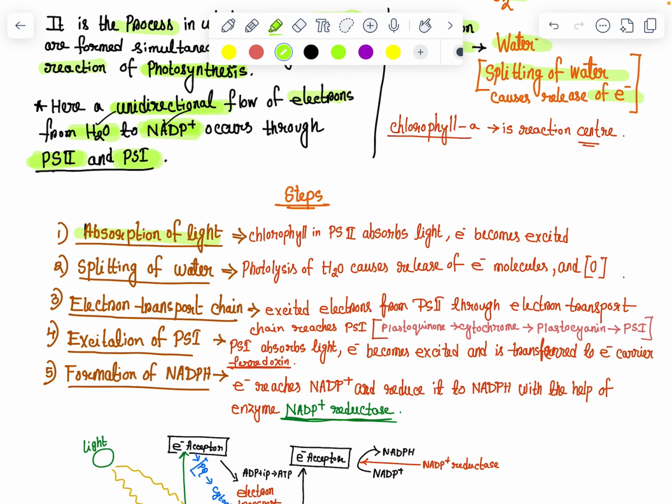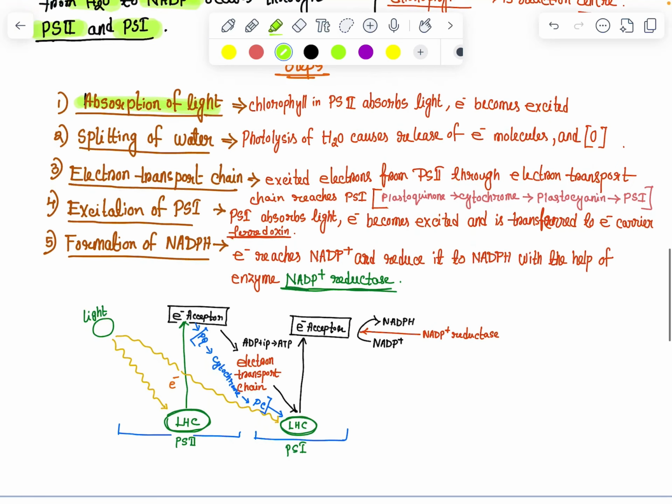The first step is absorption of the light. You can look into the picture also. Here it is the PS2. First the light energy will come and excite the light harvesting complex of PS2. The reaction center is made up of chlorophyll A. It will absorb the light and the electrons will get excited and be accepted by the electron acceptor. Here the H2O molecule will break down and release the electrons, and that electron will move here. By this splitting of water, the electron will come and enter PS2.